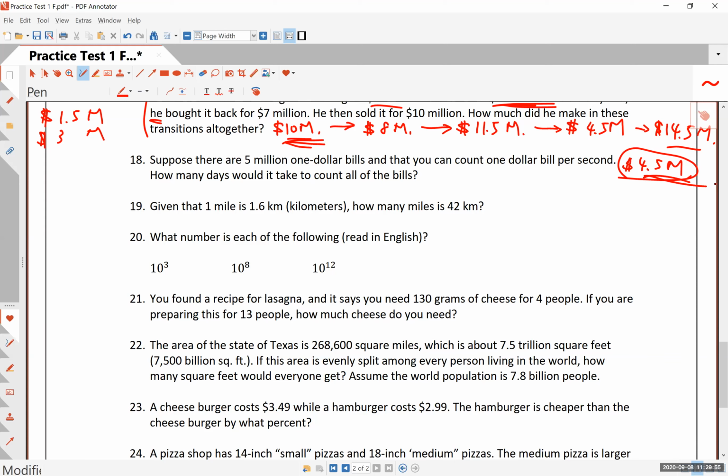All right, number 18, suppose there are 5 million $1 bills and that you count one $1 bill per second. How many days would it take to count the bills? Let's start with 5 million.